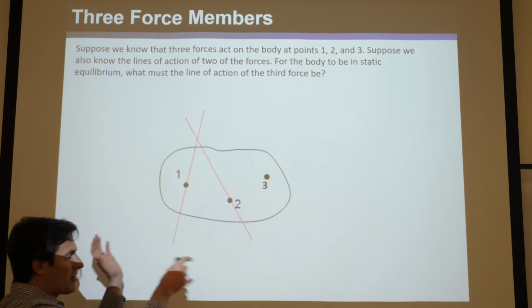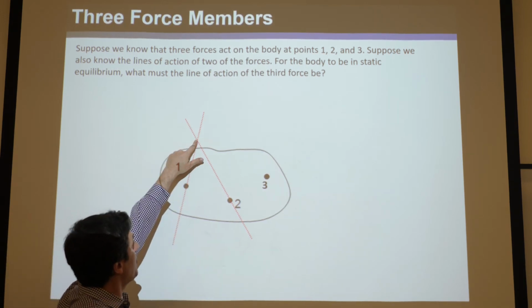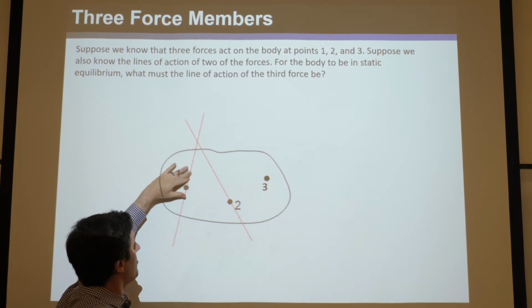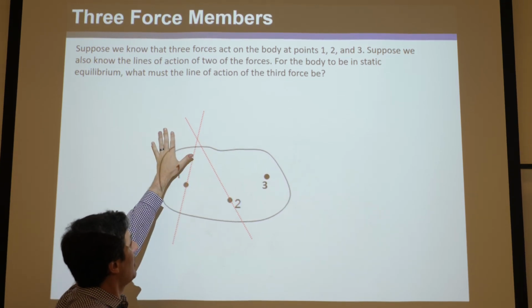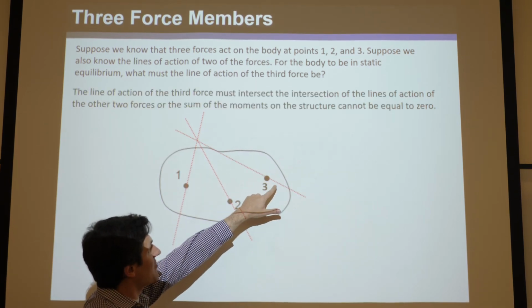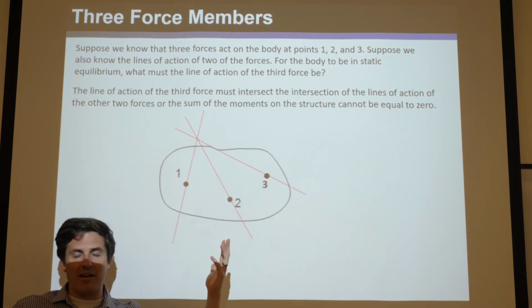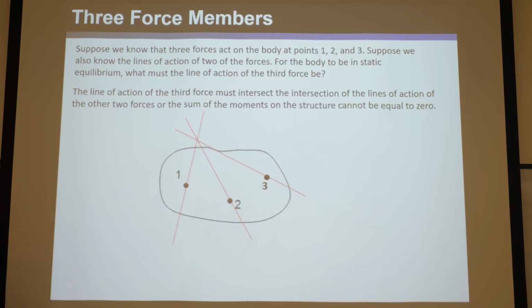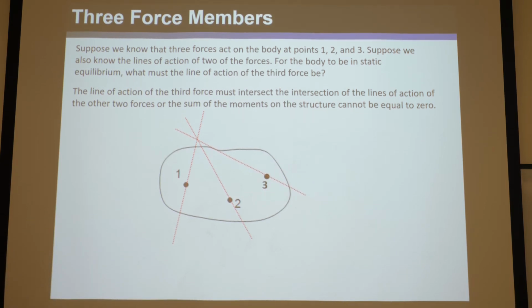Remember, we can take the moment about any point we want. If we choose this point, automatically the moment of these two forces is 0. And if this force here points in any direction but along there, the moment can't be 0. It can't be in static equilibrium. So that's another way to deduce that the line of action has to intersect those two.